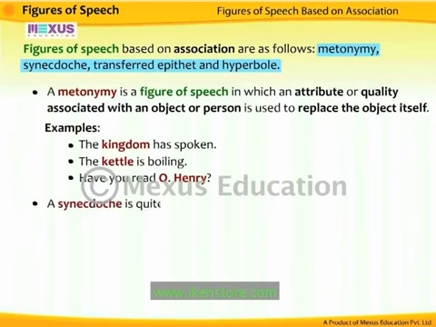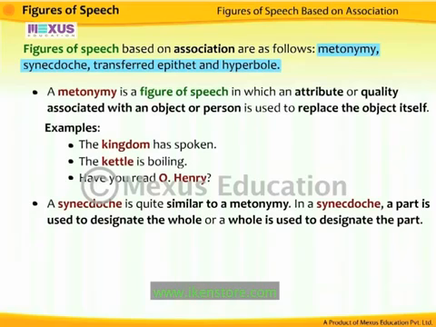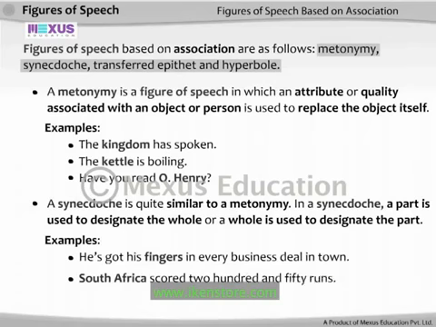A synecdoche is quite similar to a metonymy. In a synecdoche, a part is used to designate the whole, or a whole is used to designate the part. Let us look at some examples. He's got his fingers in every business deal in town. Fingers is a synecdoche and is used to refer to the person himself. Thus, it is a part that designates a whole. South Africa scored 250 runs. The country South Africa acts as a synecdoche for the South African cricket team. It is a whole that designates a part.